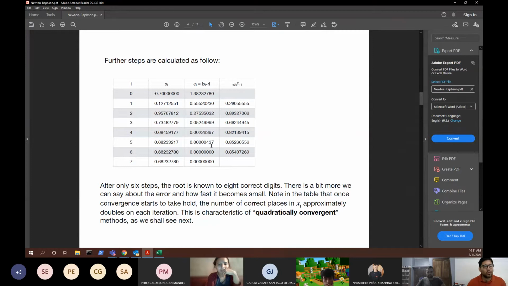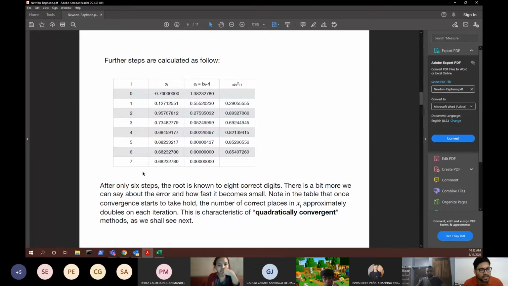So we're seeing that once the convergence starts, the number of correct places in xi actually doubles on each iteration. Right? Because the iteration starts here, so this is just the beginning. But after the fourth iteration, you'll see that you have 2, and then for the second one, you have 3, and then for the other one, 8. So it doubles the number of correct digits on each iteration.